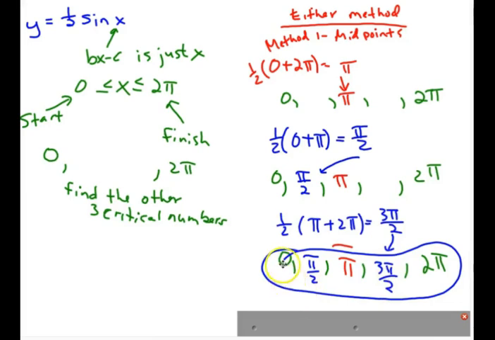So now I have my 5 critical values: 0, pi over 2, pi, 3 pi over 2, and 2 pi. And those are the ones I'll put on the graph when I'm graphing the initial period for a graph that has a transformation.